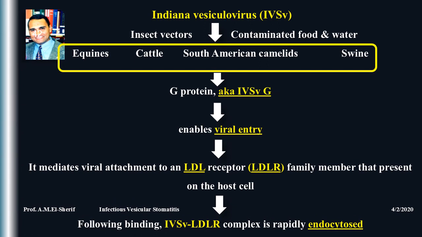Indiana vesiculovirus stomatitis, through insect vectors or contaminated food and water troughs, will enter the cells of equine, cattle, South American camelidae, and swine. G protein will enable the viral entry. It also mediates viral attachment to an LDL receptor, or low density lipoprotein receptor family member, present on the host cells. Following binding, the Indiana vesicular stomatitis virus lipoprotein receptor complex is rapidly endocytosed, so the virus becomes inside the cell.